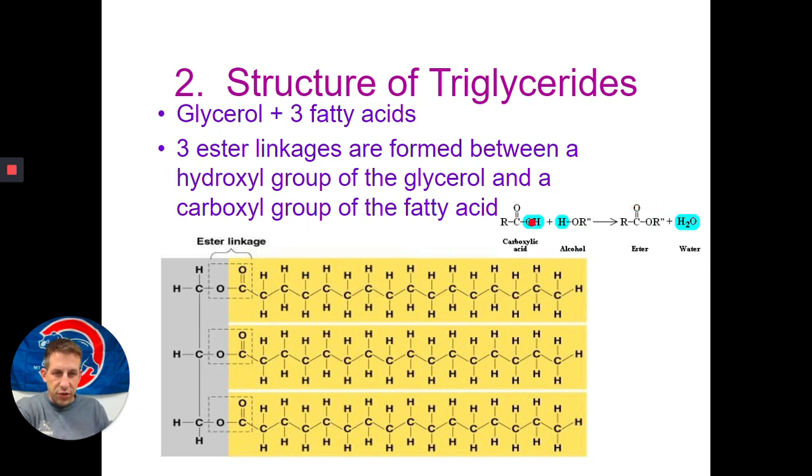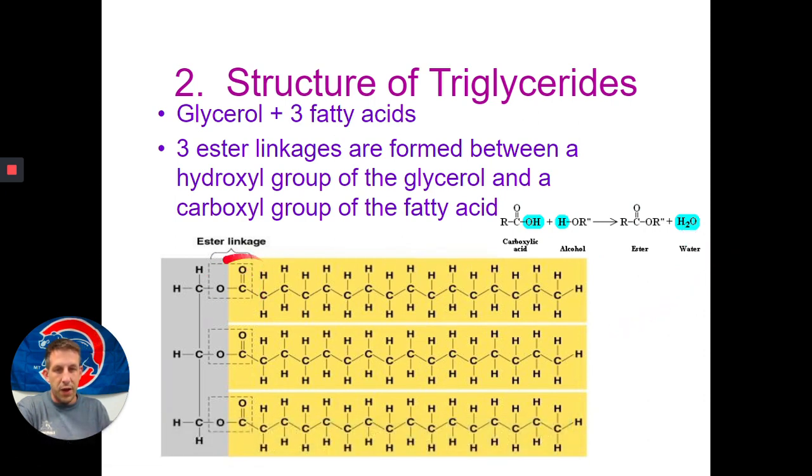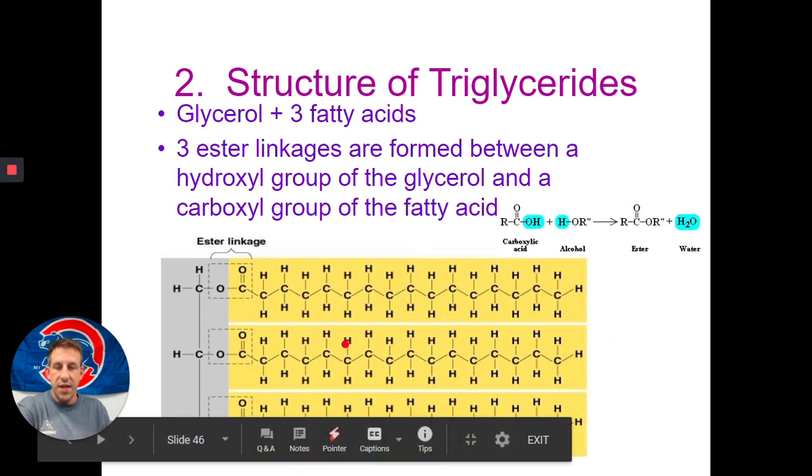This OH group, the one highlighted in blue, would actually be on the glycerol molecule. There would be an OH group here, this O that you see with the H next to it. And what we see here, this H would come from the fatty acid. And we see the H and the OH come together. And what happens when the H and OH come together? Water falls off. And then we get this ester linkage, this ester bond. Okay, and this happens 3 different times to add those fatty acids.